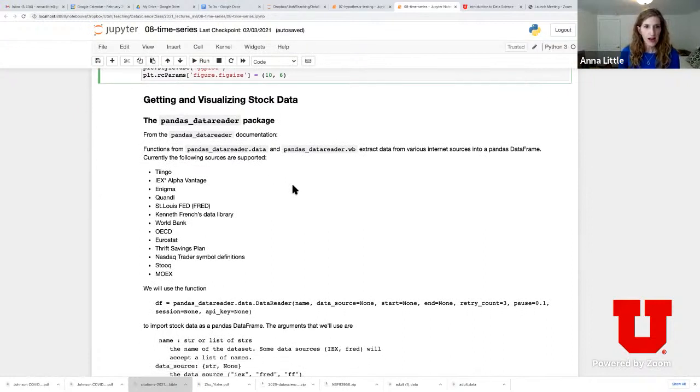Okay, so the Pandas Data Reader package, I guess there's two different functions available, which is pandas_datareader.data and pandas_datareader.wb. We're going to be using pandas_datareader.data. These extract data from various internet sources into a Pandas data frame, making it really easy to get this data into Python. So here are some of the sources that are supported by this function. Most of these are financial-based data sources, but I think not all of them.